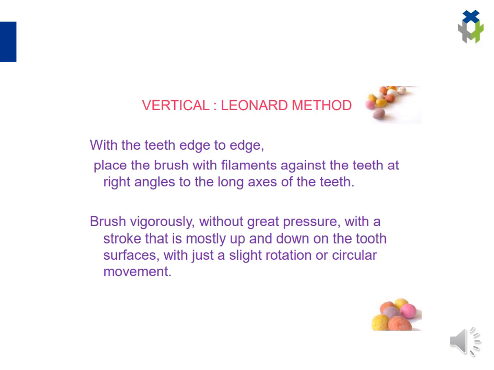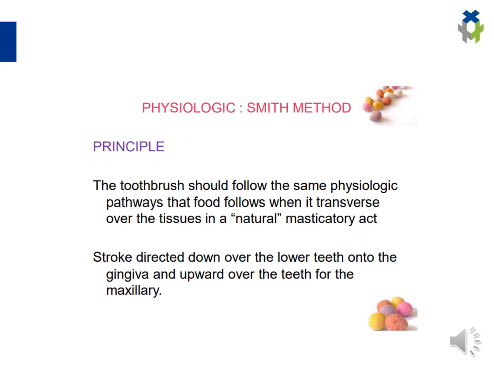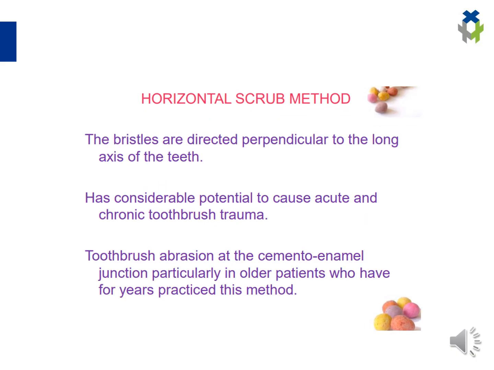In Leonard's method, brush vigorously without great pressure with a stroke that is mostly up and down on the tooth surface with just a slight rotation or circular movement. Smith's method, the toothbrush follows the physiological pathways and the food follows with its transverse over the tissue in a natural masticatory act. The stroke is directed down over the lower teeth onto the gingiva and upward over the teeth for the maxillary area. In the horizontal or scrub method, the bristles are directed perpendicular to the long axis of the tooth.